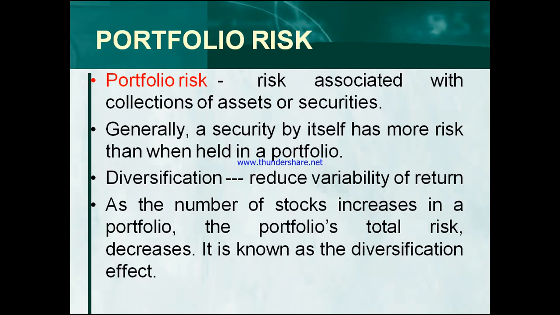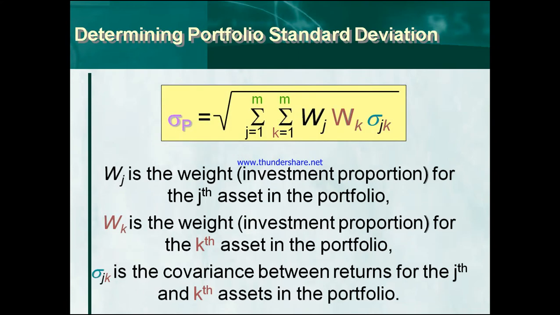By the way, total risk refers to the overall risk in our company or in our stock. So total risk decreases during diversification. So we come to how to determine the portfolio standard deviation.